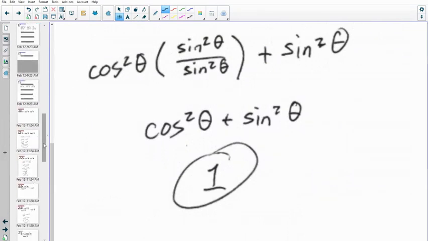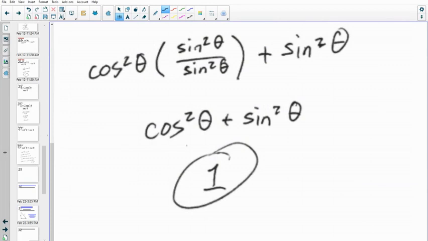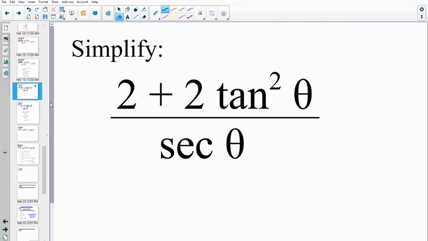All right, moving right along. Let's see, the next one that I want to take a look at looks like this. 2 plus 2 tangent squared divided by secant squared. Again, simplify this expression.